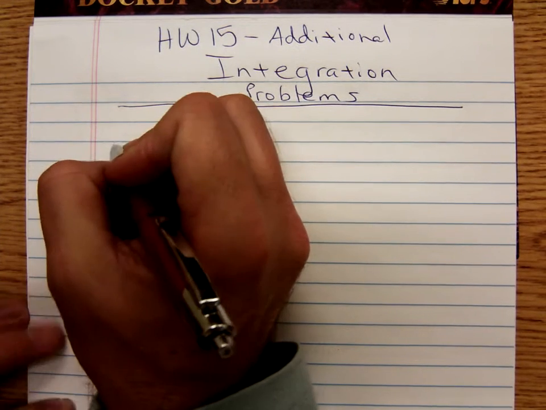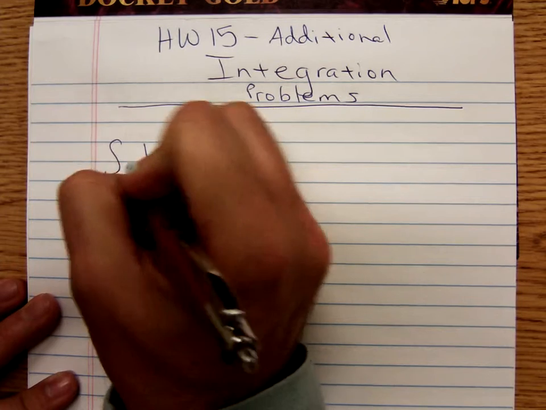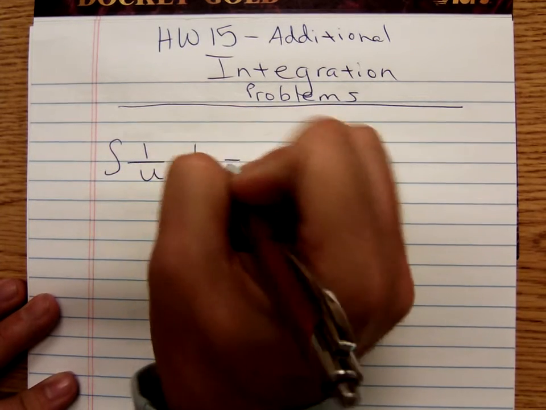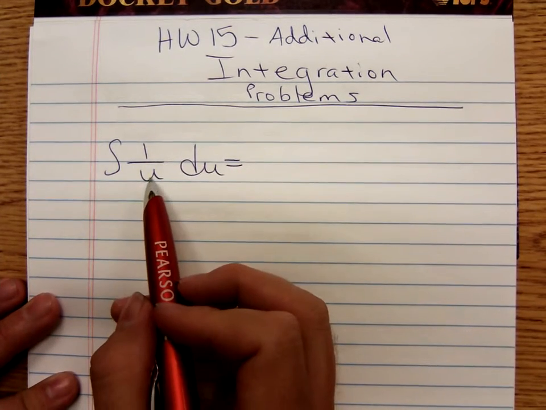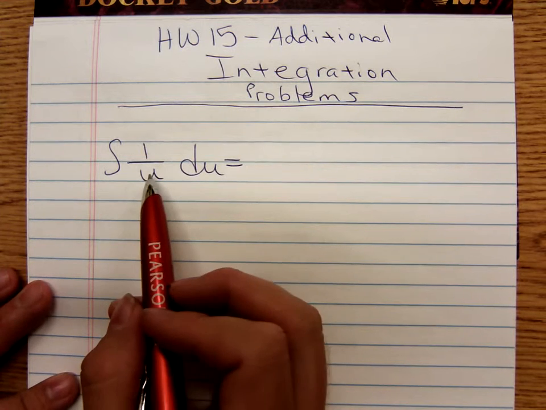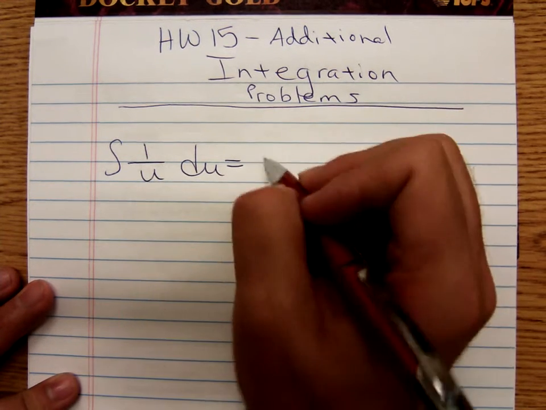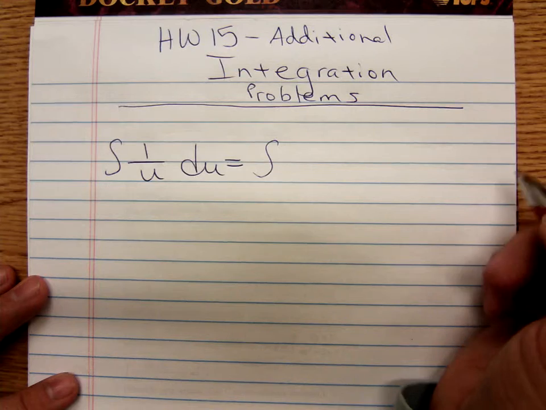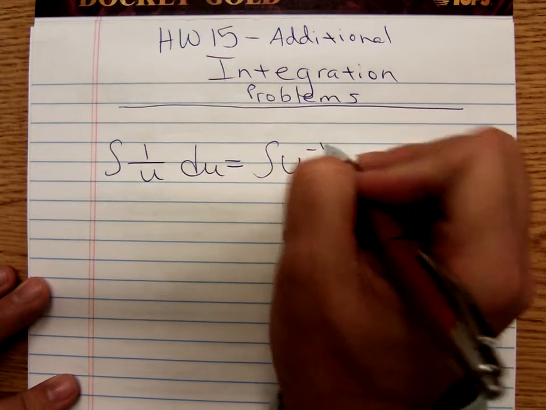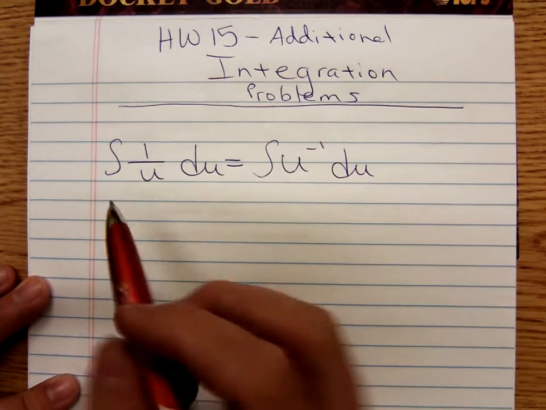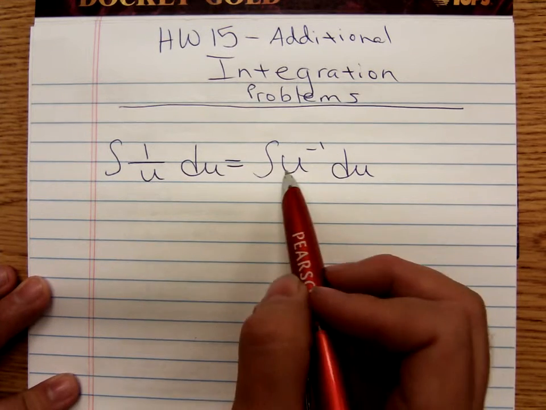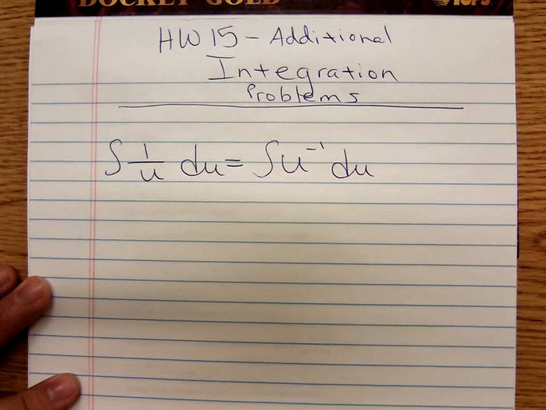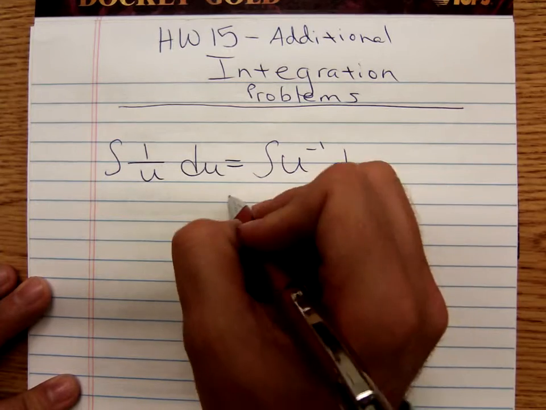And before we do that, I want to remind y'all of your antiderivative rule involving the natural logarithm function. The antiderivative of 1 over u du. Now realize 1 over u, if you wrote that using a negative exponent, that would be the same as u to the negative 1 du.